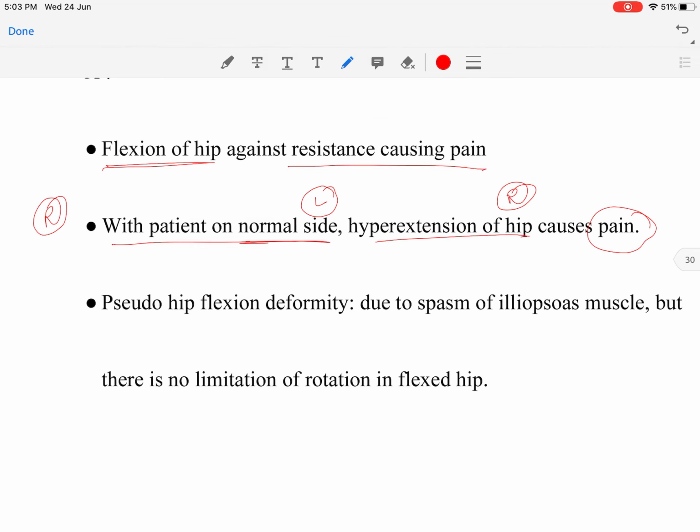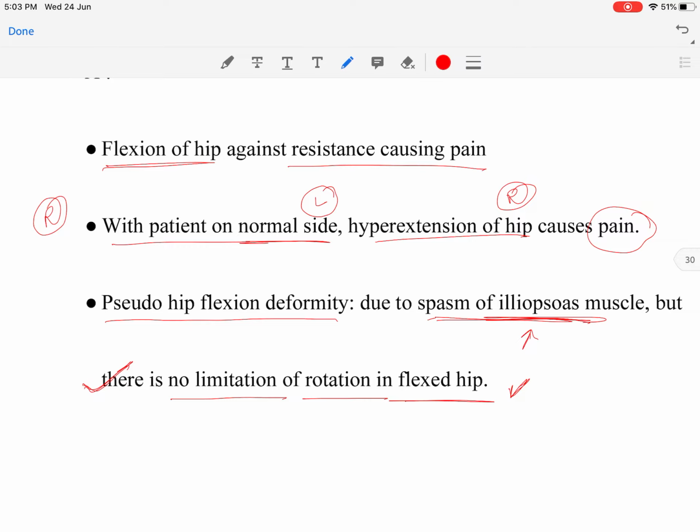And a very important point here is the pseudo hip flexion deformity. This hip flexion deformity is basically because of spasm of the iliopsoas muscle, and the hip joint is normal in these cases. But to differentiate between the two deformities: in cases of spasm of the iliopsoas muscle, there is no limitation of rotation in a flexed hip. So there is no limitation of rotation in iliopsoas muscle pathology, while in cases of involvement of the hip joint, there will be limitation of rotation.